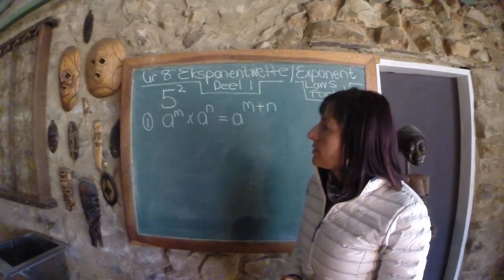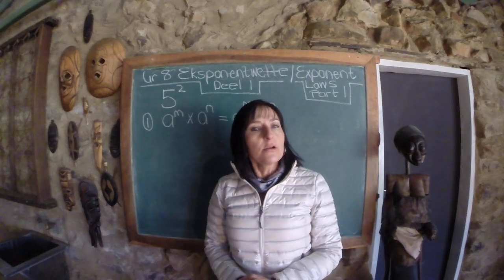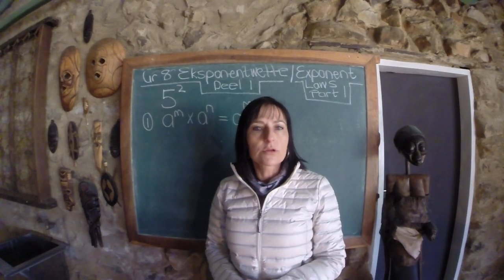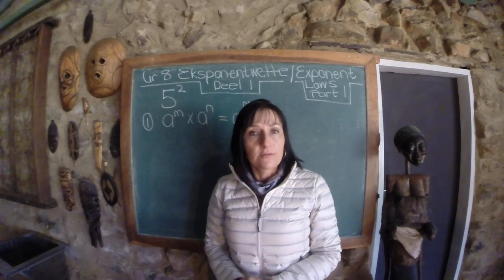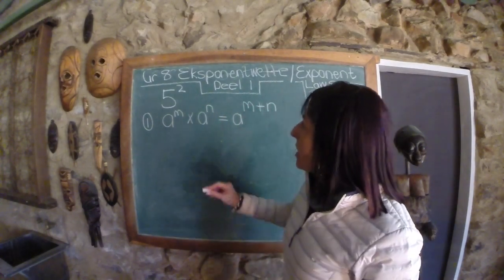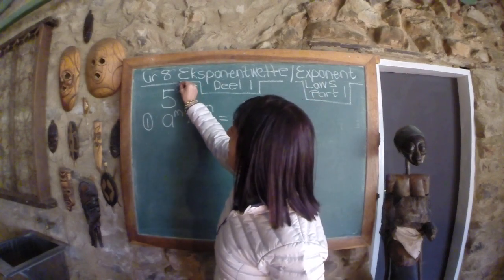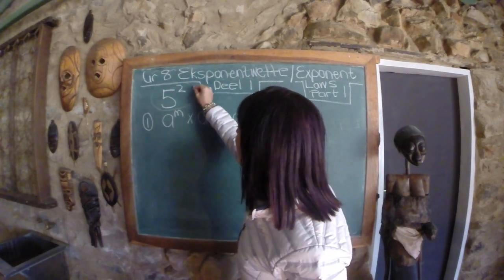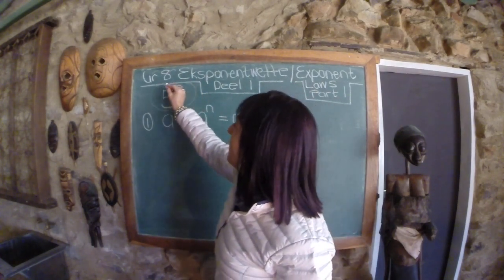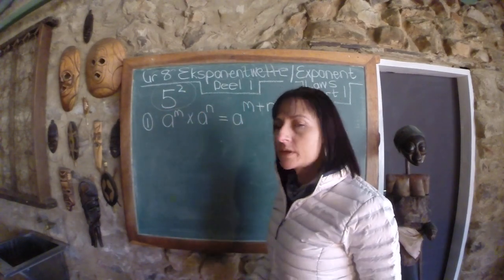Let's start with a bit of terminology, want terminologie is baie belangrik vir ons om die eksponentwette te kan verstaan. Kom ons gaan kyk na 'n mag. 5 tot die mag 2 noem ons 'n mag.